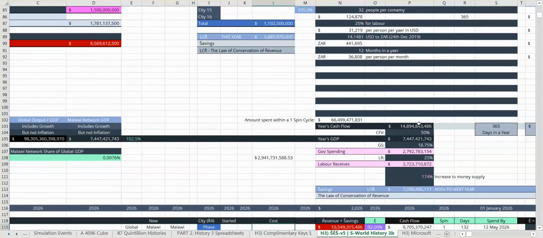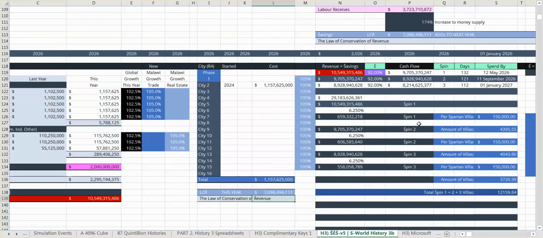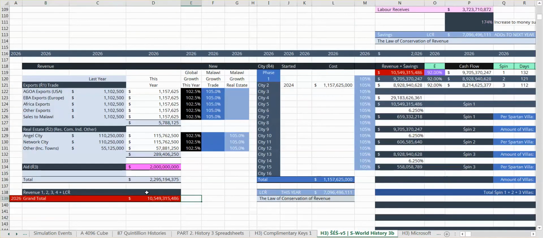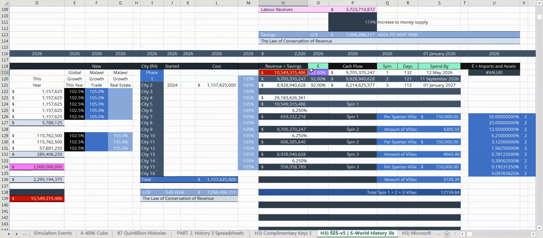Okay, so yep, second year, more in savings. Again, goes down, down, down, down to here. And again, that is the biggest contribution of the total for 2026. And again, that is moved to the beginning of what we call the rest calculator, this section here. And this time, the E is 92, so 10.5 turns into 9.7, spent by the 12th of May.